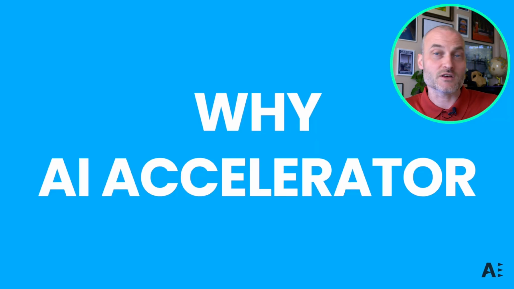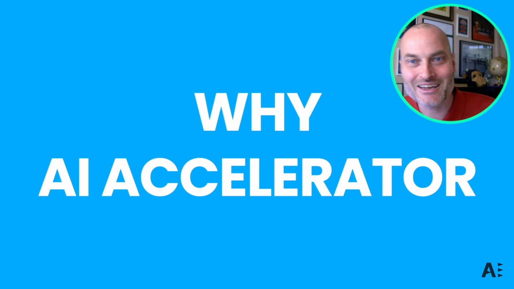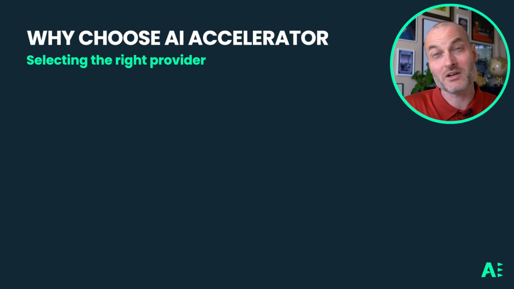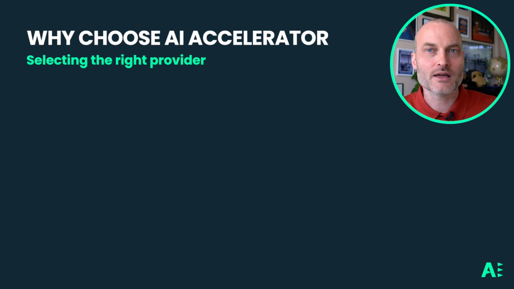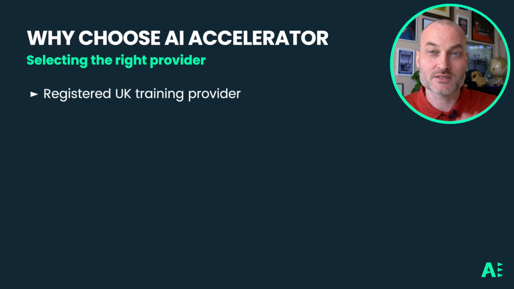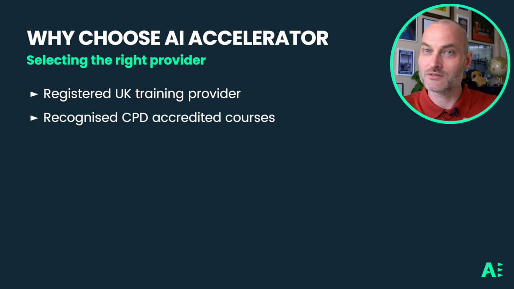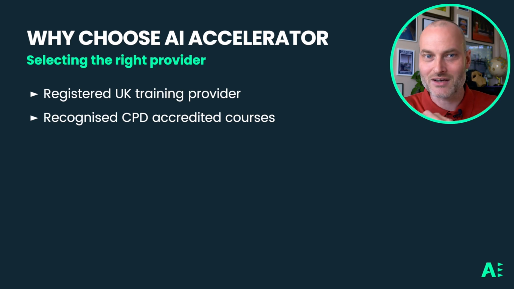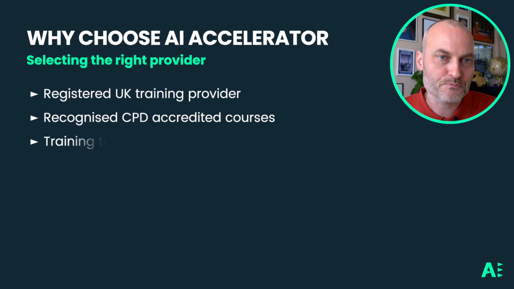So why choose us? I mean, this is like a bit of sales pitch thing here, right? Okay, so why choose AI Accelerator as the right provider? You do have to nominate a provider when you go for grant funding. And for us, there's a few key things. So they have to be a registered UK training provider, which we are. You can be a registered UK training provider, or you can be a recognised CPD accredited course. We're both of those. So it doesn't matter. You can choose either of those, and we have both.